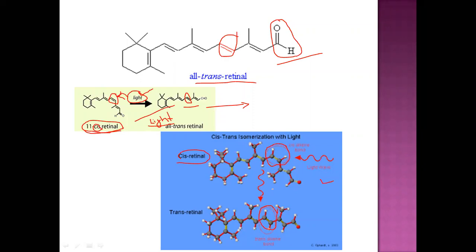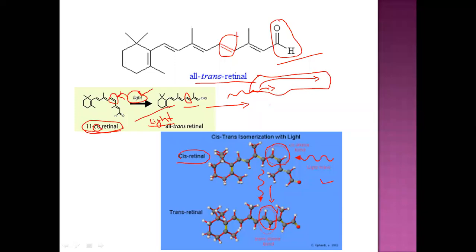Due to this transformation, what happens? Energy is released continuously. Energy is absorbed here, then energy is released due to the change. That energy is released in the form of a signal, and the signal reaches your brain, and then you can understand what you see.